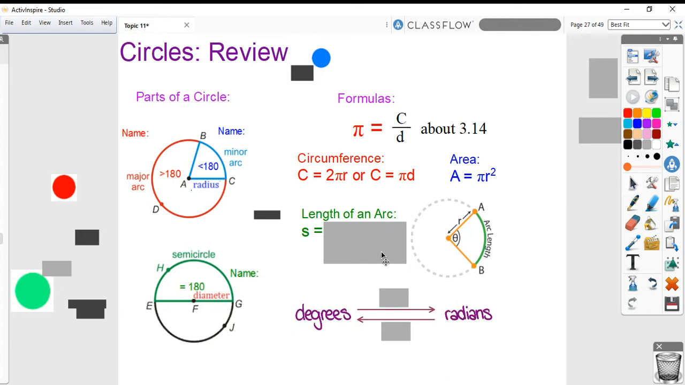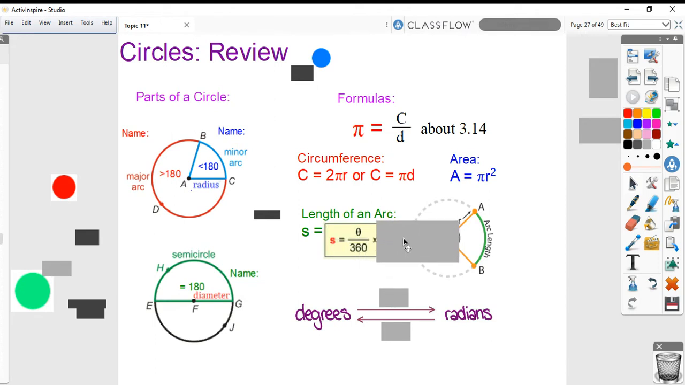Our next thing, this is what we talked about in our previous lesson, the length of an arc. It all has to do with the central angle and the radius of a circle. If you're looking at the length of the arc, you're looking at the length of the crust of this slice of pizza that's right here, the distance from A to B going around the edge of that circle.